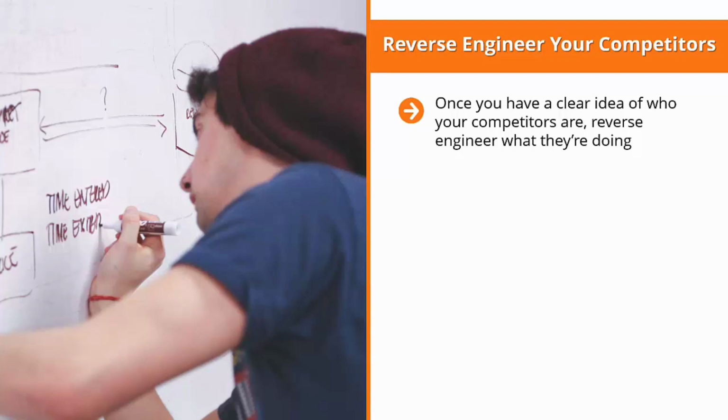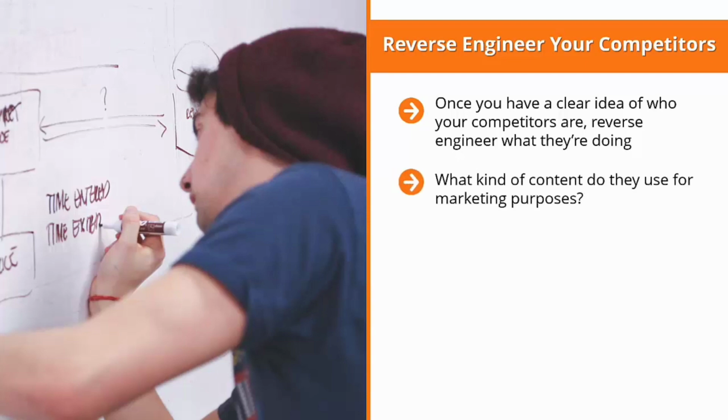How do they speak to the needs of the people you're trying to reach? What do their websites look like? What kind of social media accounts do they have? What kind of content do they use for marketing purposes? How are their pages designed? You have to keep these and other related questions in mind as you research one competitor after another.